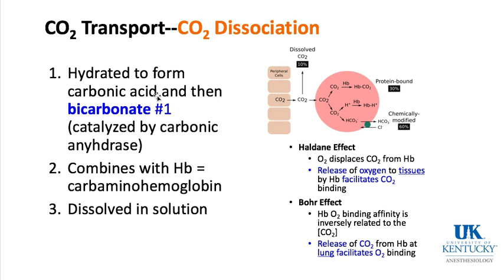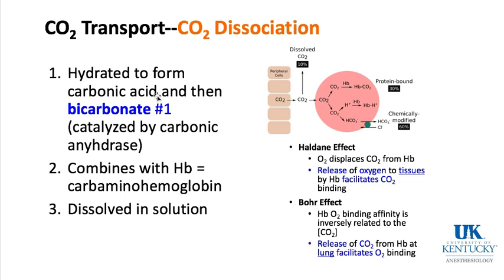The next keyword is CO2 transport or CO2 dissociation. How is CO2 carried about the body? It is mainly hydrated to form carbonic acid and then bicarbonate, catalyzed by carbonic anhydrase. So most CO2 is moving around in the blood in the form of bicarbonate, and that is shown in the graphic on the far right.